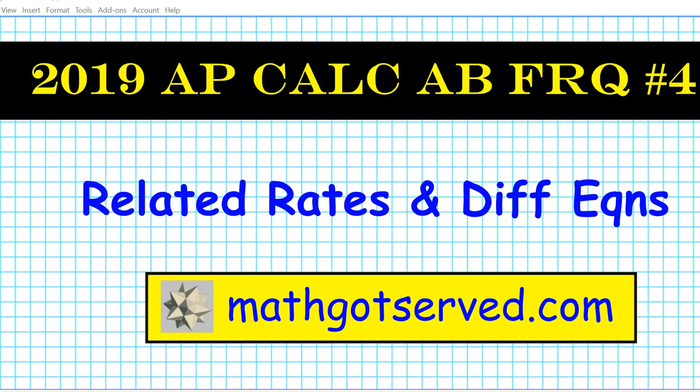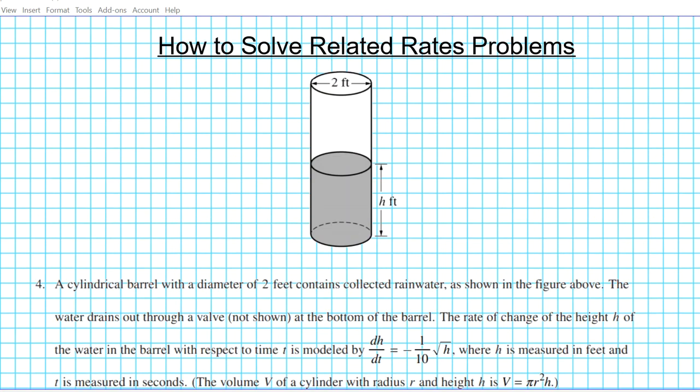In this clip, we're going to be going over question number 4 of the 2019 AP Calculus AB free response questions. This will be focusing on related rates and differential equations. All right, so question number 4a will be focusing on how to solve related rates problems.